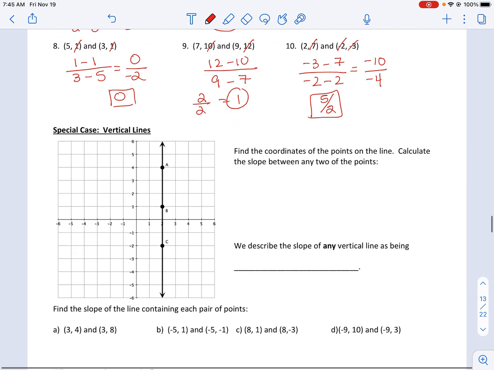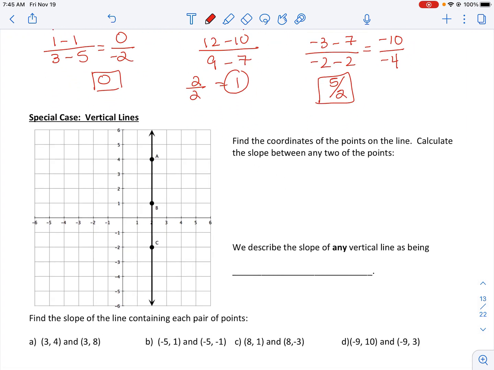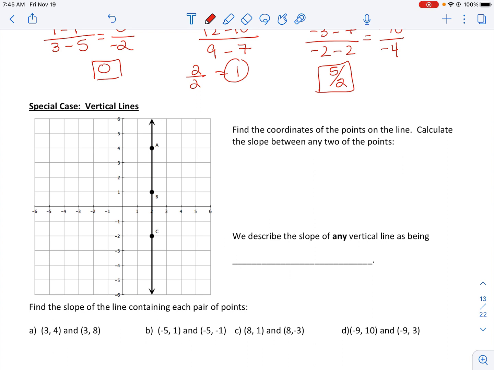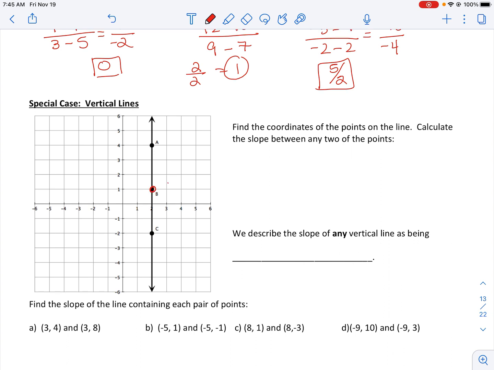Okay, we're going to take a look at one last problem that's a special case. And this is what the graph looks like. It's a vertical line. Let's go ahead and pick 2 points to use. So this is the point 2, 1. This is the point 2, 4. And let's go ahead and come up with the slope just like we would normally do. So we're going to do the y's, 4 minus 1 over 2 minus 2.